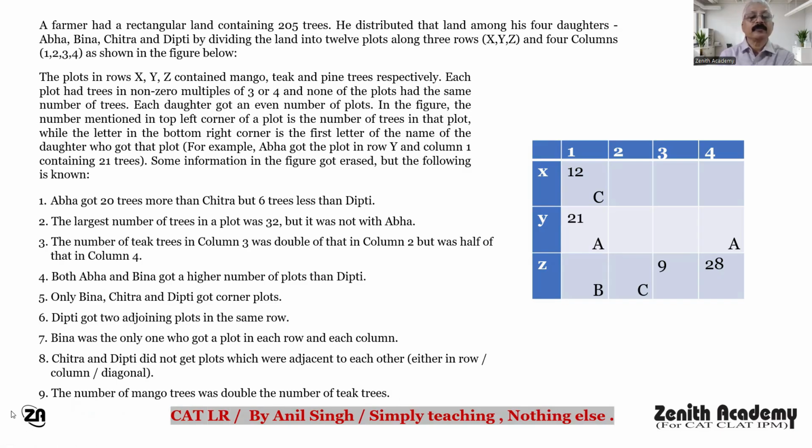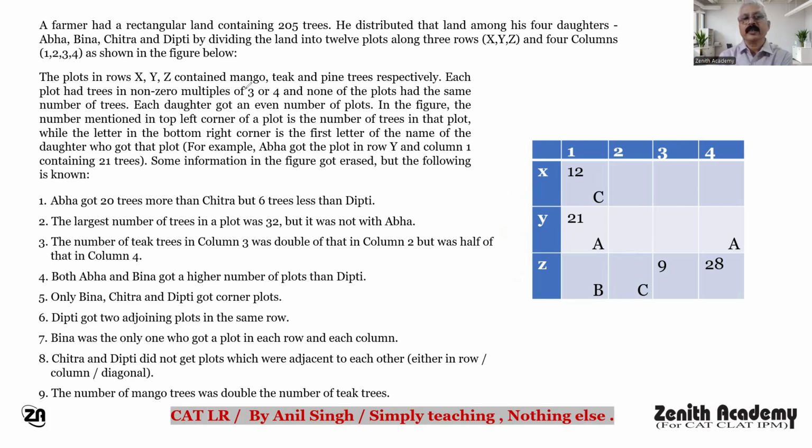So the question is that a farmer had a rectangular land containing 205 trees and distributed the land among his daughters Abha, Veena, Chitra, and Deepti, meaning A, B, C, and D, by dividing the land into 12 plots, giving 3 rows X, Y, Z and 4 columns 1, 2, 3, 4 as here. Look here: 1, 2, 3, 4, similarly 5, 6, 7, 8, 9, 10, 11, 12. These are the 12 plots, and the rows are X, Y, Z. These are 3 rows.